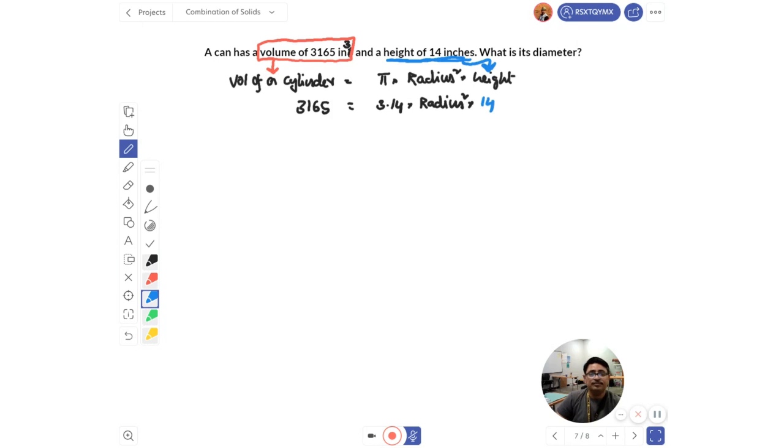Okay. Now I want to isolate the radius part. You know how to do that. We go by inverse operation. So division by 3.14.